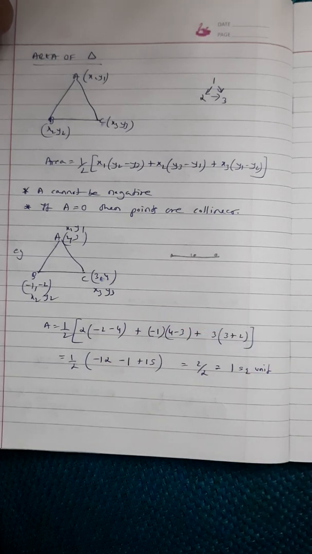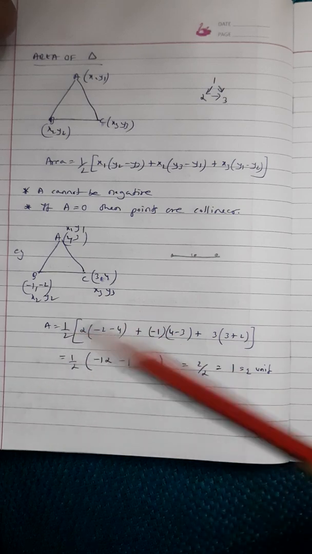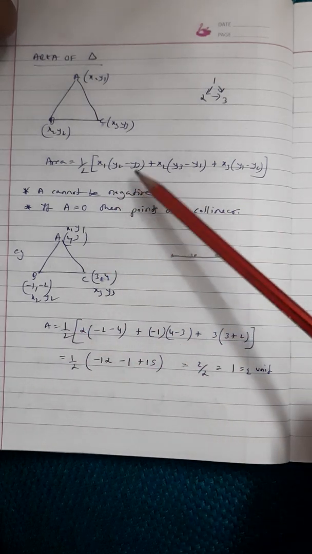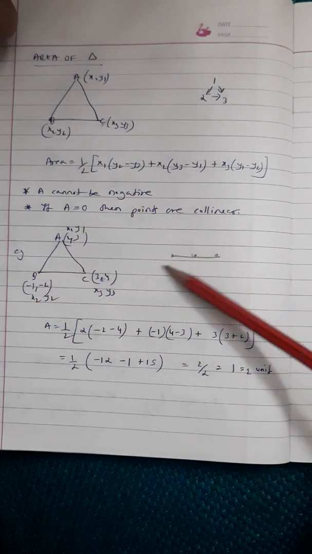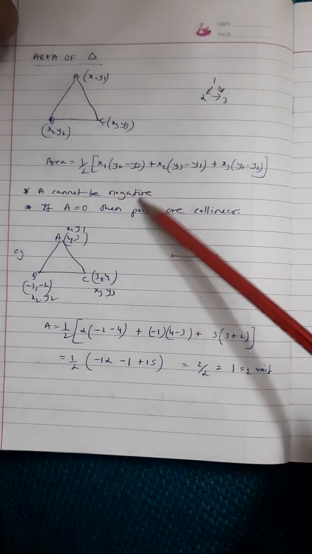Okay, in the first exercise there is a question, are the points collinear? So you could use this formula to find out they are collinear. Why? Because when we calculate the area, it is coming 0. We know that a line does not have any area. So these two are important points.